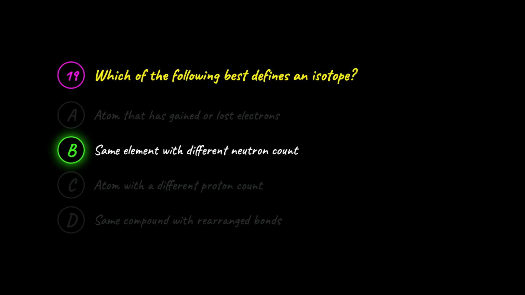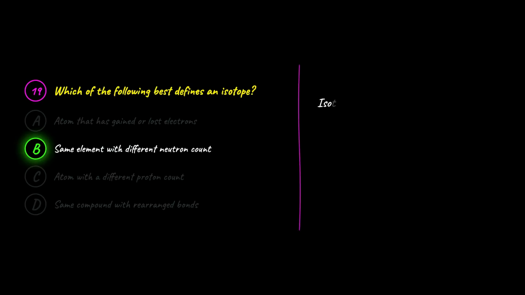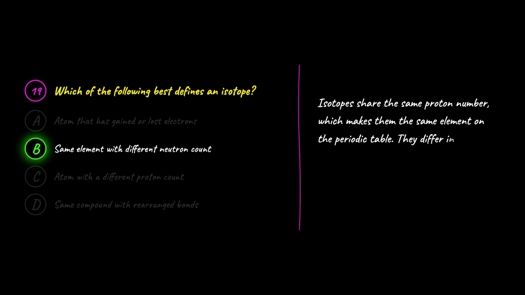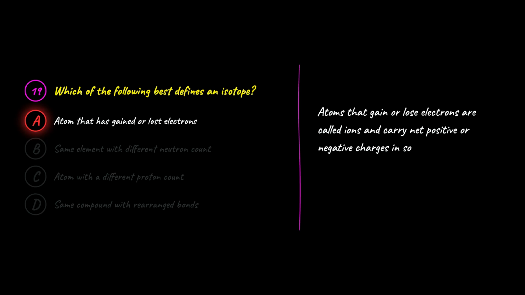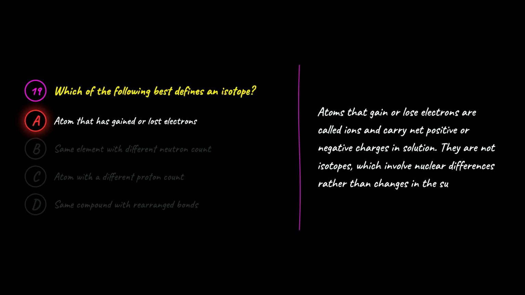The correct answer is B. Same element with different neutron count. B is correct because isotopes share the same proton number, which makes them the same element on the periodic table. They differ in neutron count, which causes them to have different mass numbers but very similar chemical behavior. A is wrong because atoms that gain or lose electrons are called ions and carry net positive or negative charges in solution. They are not isotopes, which involve nuclear differences rather than changes in the surrounding electron cloud structure.